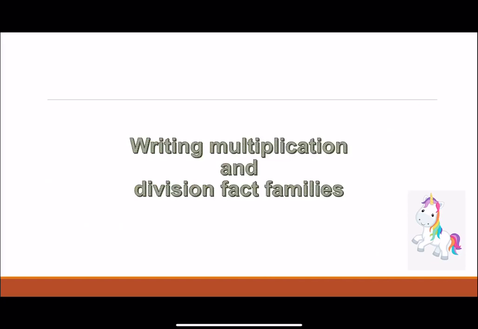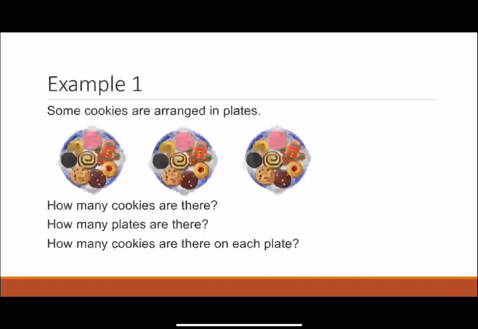Writing multiplication and division fact families. Example 1. Some cookies are arranged in plates. Let us count the number of cookies in each plate. 1, 2, 3, 4, 5, 6, 7, and 8. So, boys and girls, we know that there are 8 cookies in each plate. So, let us look at the first question. How many cookies are there? Using the GET strategy to find the number of cookies is to find the total number of items.